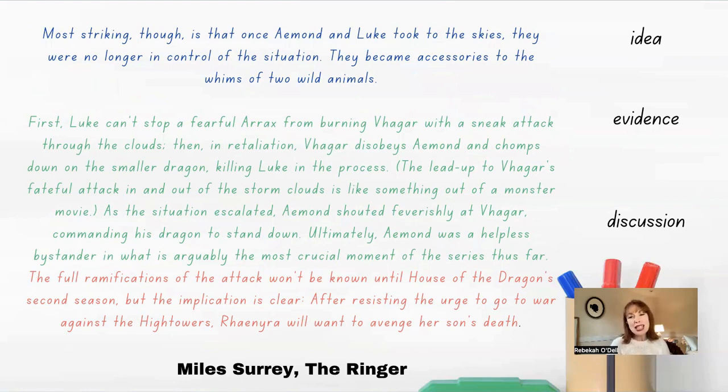So this is from a piece about House of the Dragon, an HBO show. Again, it starts with an idea that these two characters suddenly lose control of a situation. We have evidence, and this time the evidence is longer. It's paraphrased, and there's a lot more of it. But then I want us to look at this discussion.